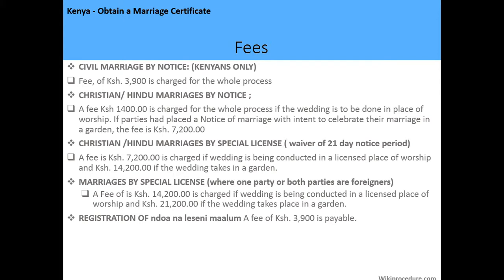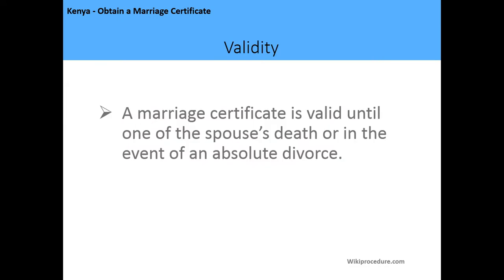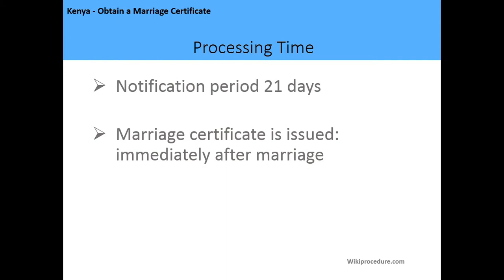So let's move on. We have already talked about the fees. The fees are as follows: 3,900 for civil marriage. For Christian marriage it is 1,400, or if you want to get married in a special place, 7,200. And yes, we've already talked about that. The validity period is that the marriage certificate is valid until one spouse's death, or in case they have decided to get a divorce. The processing time of the marriage certificate is 21 days, and the marriage certificate is issued immediately after the marriage ceremony.